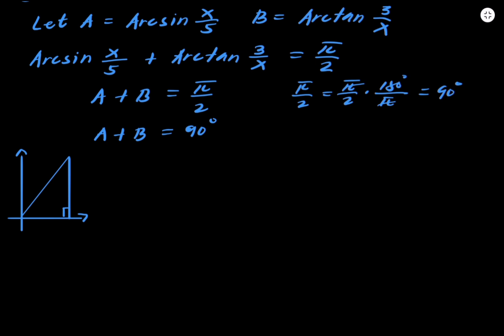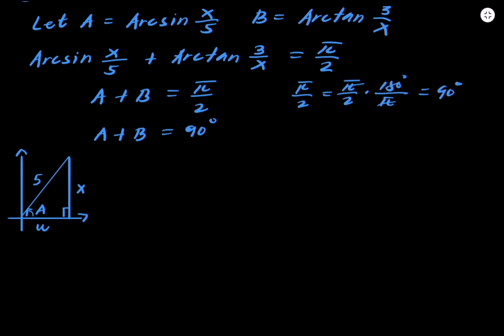Okay, so we have a right triangle. So suppose this is angle A. And we will be using the mnemonic device SOHCAHTOA, right? So sine is opposite over the hypotenuse. Arc sine x over 5. So the side opposite of angle A is this side. So we have x here and the hypotenuse is 5. And we need to determine the adjacent side. So the adjacent side is unknown, so let us denote that as u.